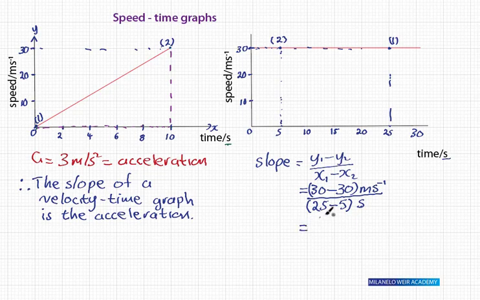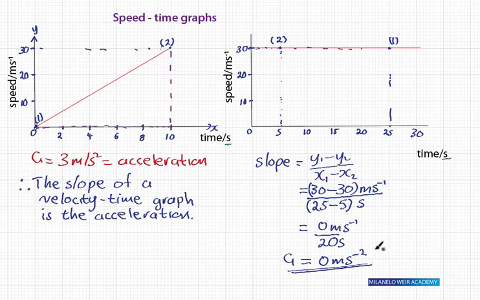And once again, 30 minus 30 is 0 meters per second divided by 20 seconds, and the answer is 0 meters per second squared. This is the slope, which is also called the gradient. This is the slope. So what does this mean?